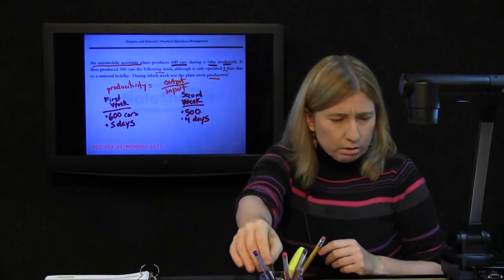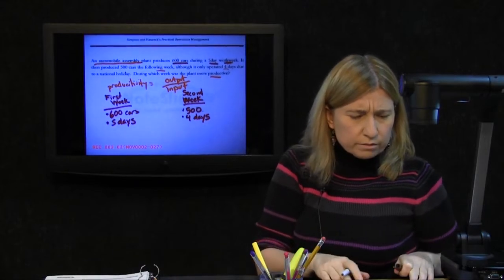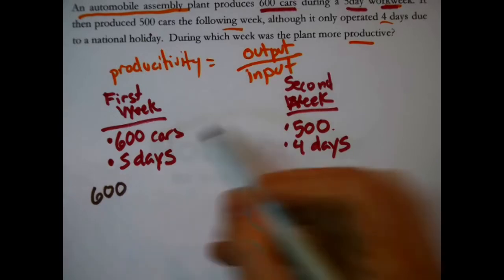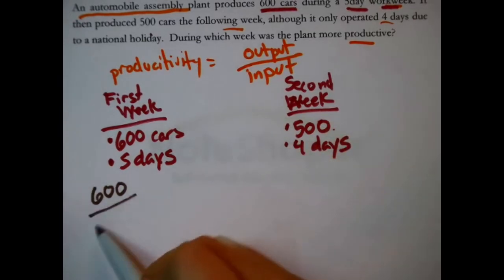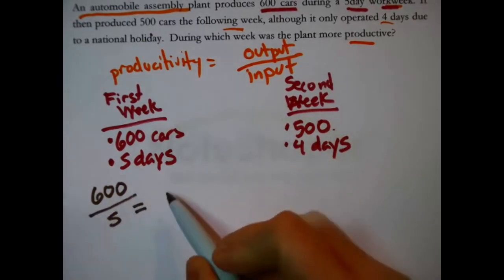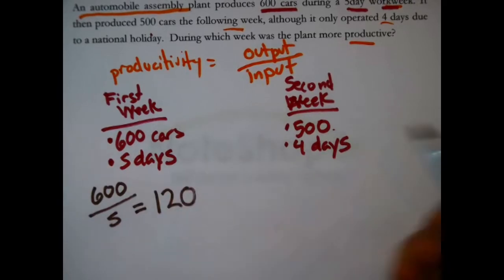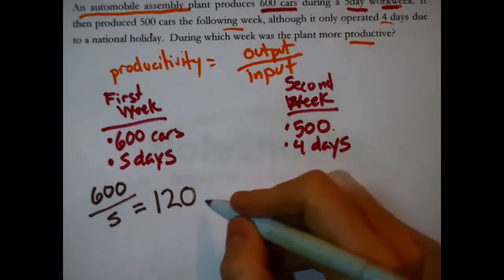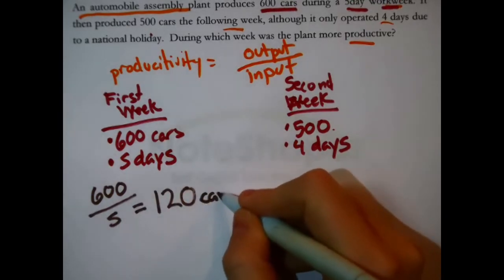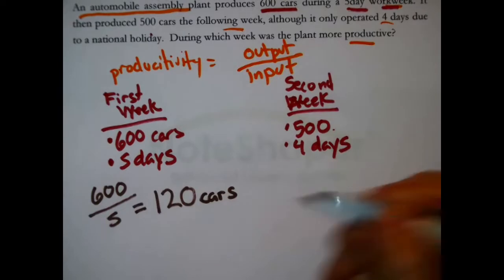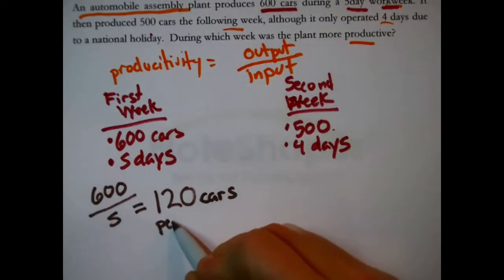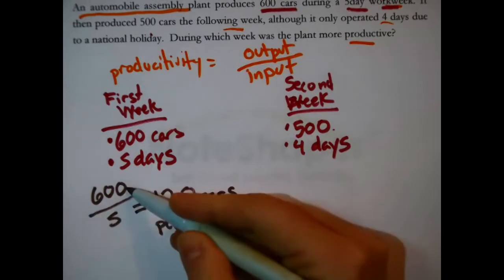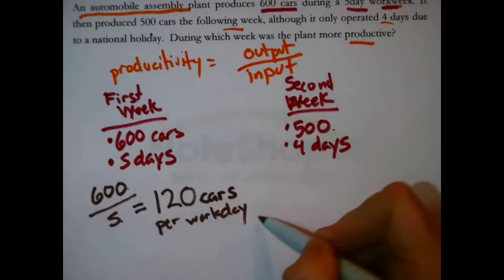So to comment on during which week the plant was more productive, I calculate that ratio for each one of the weeks. In the case of the first week, productivity, output over input, would be 600 over 5. The productivity score is 120. Although I can be a little more specific: 120 what? 120 cars per workday. Cars is the numerator, work days is the denominator.